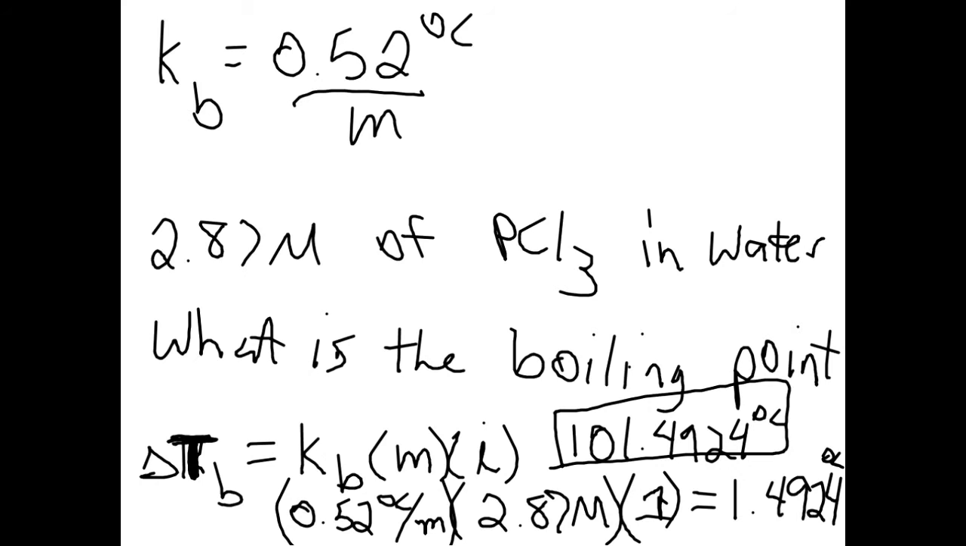So you can imagine you're going to have two answers on your test. One's going to be 1.4924. One's going to be 101.4924. Okay? You need to make sure you're choosing the right thing. If they're asking for what is the boiling temperature, you answer with this. If they're asking what is the change in the temperature, you answer with this one. So make sure you're answering the question according to what they're asking. 1.4924 degrees Celsius is how much it would change by. Okay?